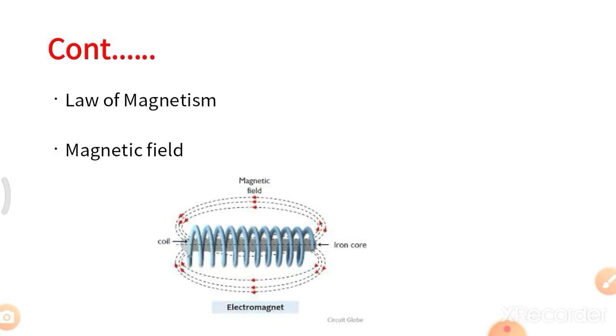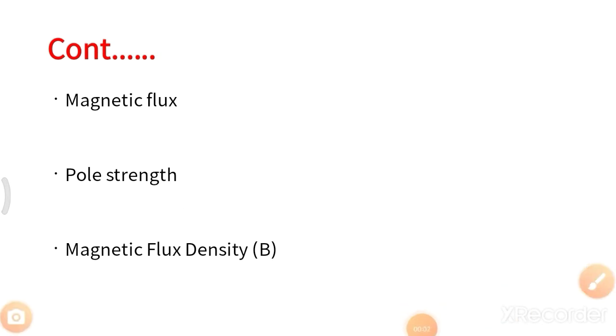Next point is magnetic field. The magnetic field is defined as the region around a magnet within which the influence of the magnet can be experienced. The presence of magnetic field can be experienced with the help of needle or metal piece. The figure shows that the current carrying conductor produces the magnetic field and it can be experienced with the help of needle.